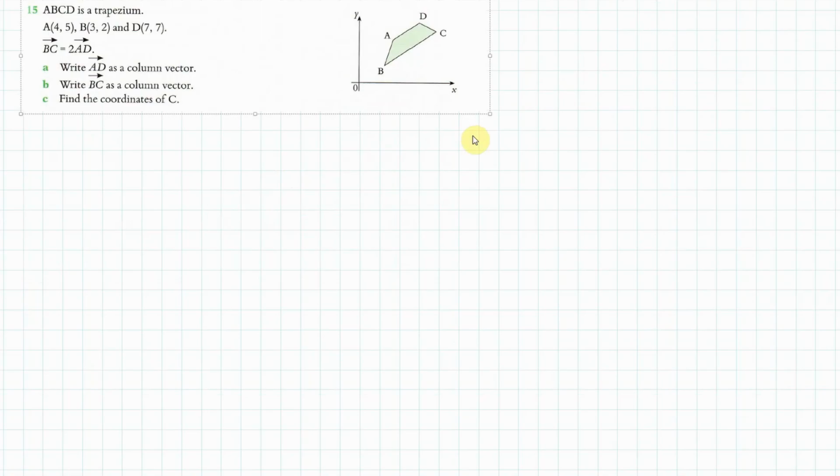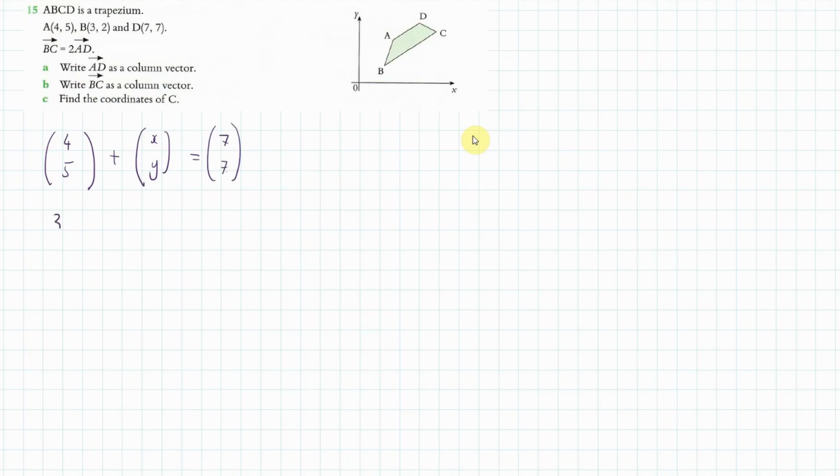Okay, we've got this trapezium, and what do we know about it? We've got points. We know that BC is double AD. Okay, well, let's find A to D. How have we gone from A to D? So A is at 4, 5, and plus something gets us to 7, 7. Okay, so our vector is going to be 3, 2. So that's AD. Okay, so that's part A. We've found how do we get from point A to point D? Well, we've gone 3 to get to this 7, and 5 to 7 is 2, so 3, 2. So that is the vector from A to D.